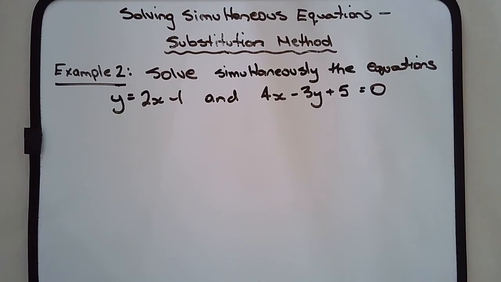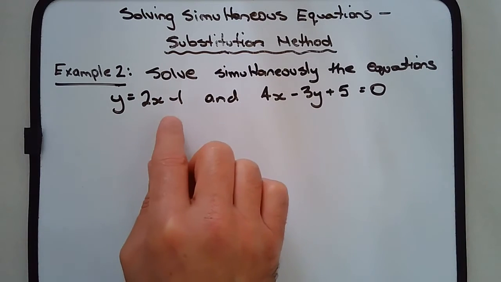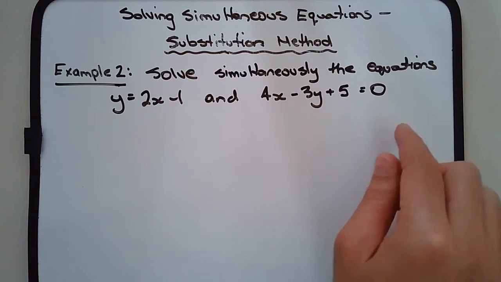In this video, we're going to look at another example of solving simultaneous equations using the substitution method. So this one's a slightly harder example compared to example 1. Let's go through it. Solve simultaneously the equations y equals 2x minus 1 and 4x minus 3y plus 5 equals 0.